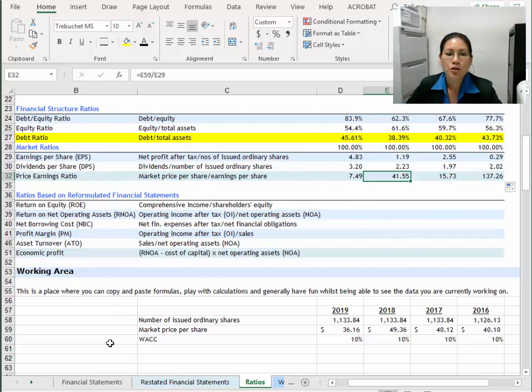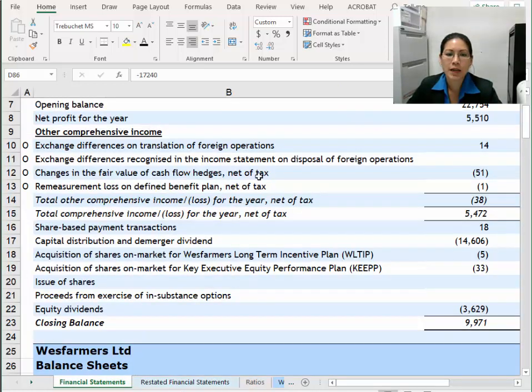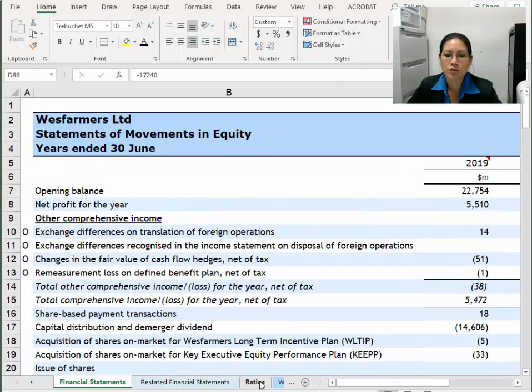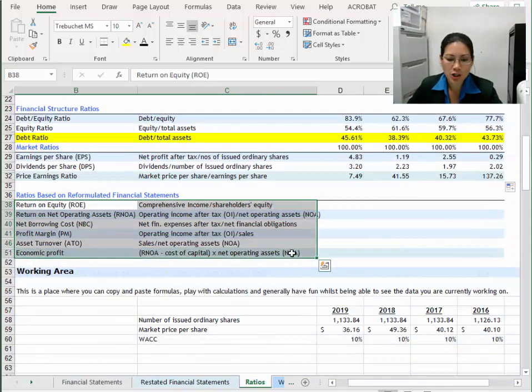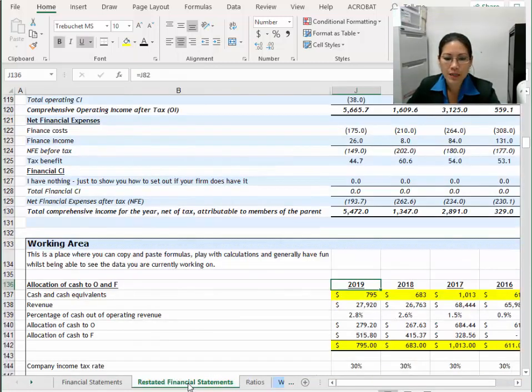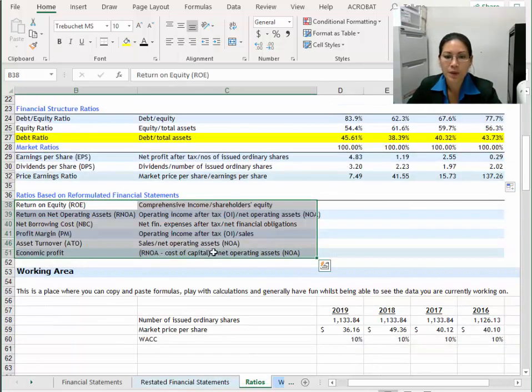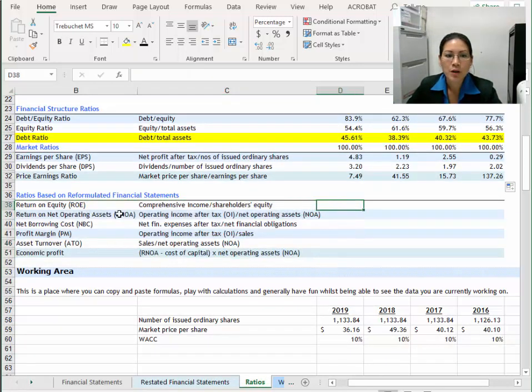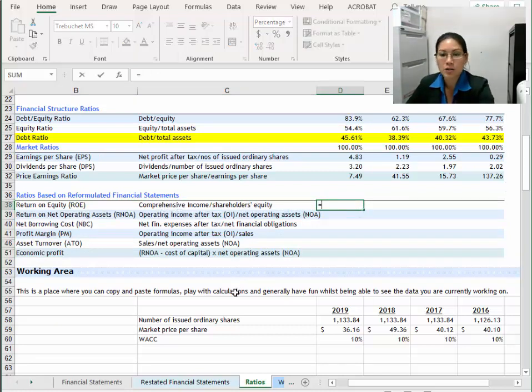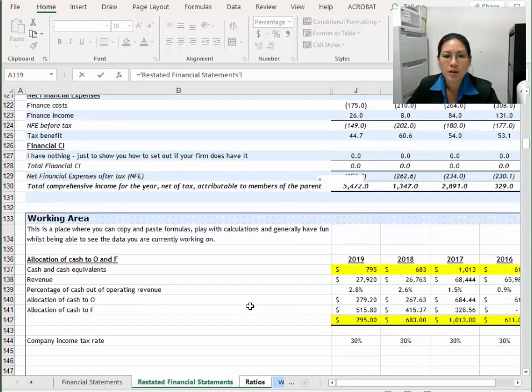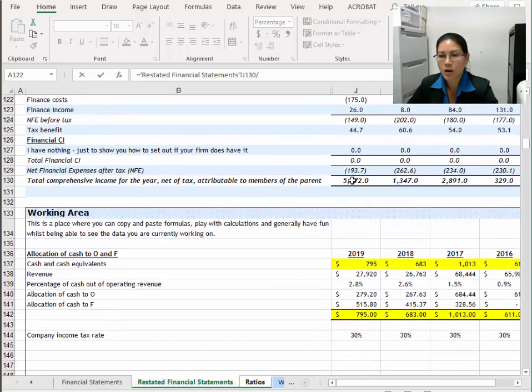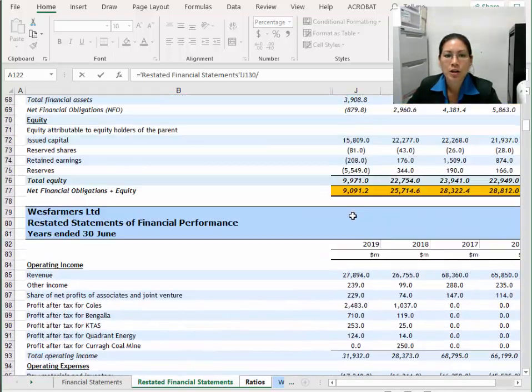Now, moving on to the restated ratios. All right, so far we've been linking to this tab, the original financial statements tab. For these particular ratios, we're going to link to the restated financial statements tab. So let's have a look. The first one is our return on equity. So it's our comprehensive income, our total CI, divided by our shareholders' equity in the balance sheet. So equals our comprehensive income for the year divided by our equity in the balance sheet. So total equity is here. Enter.